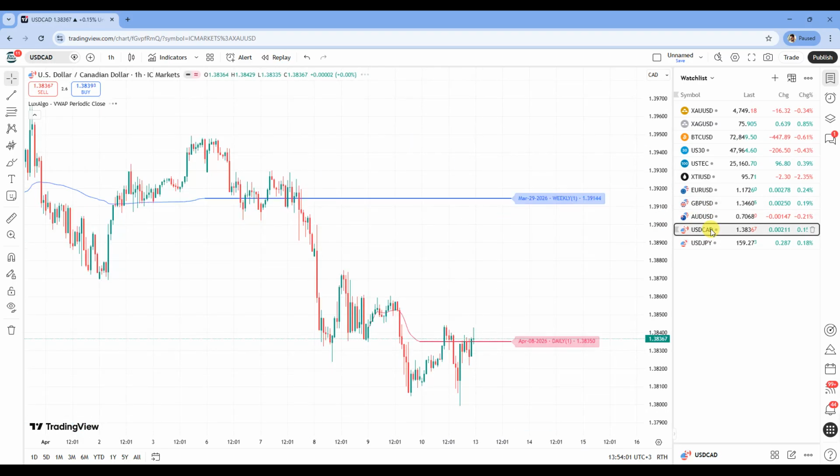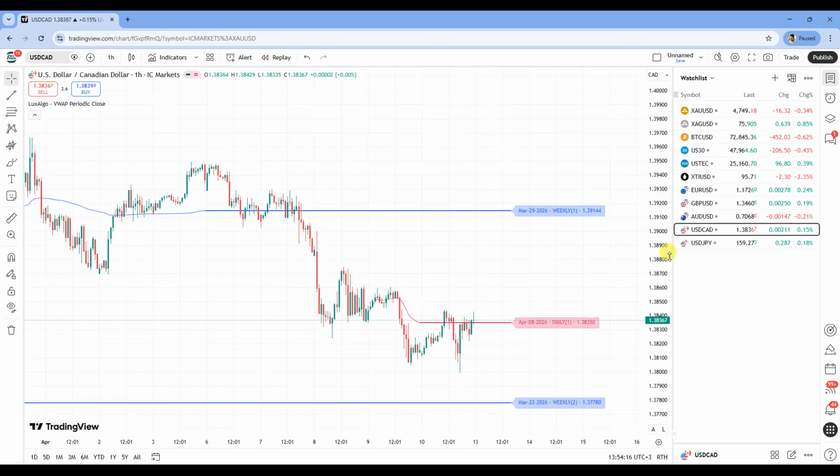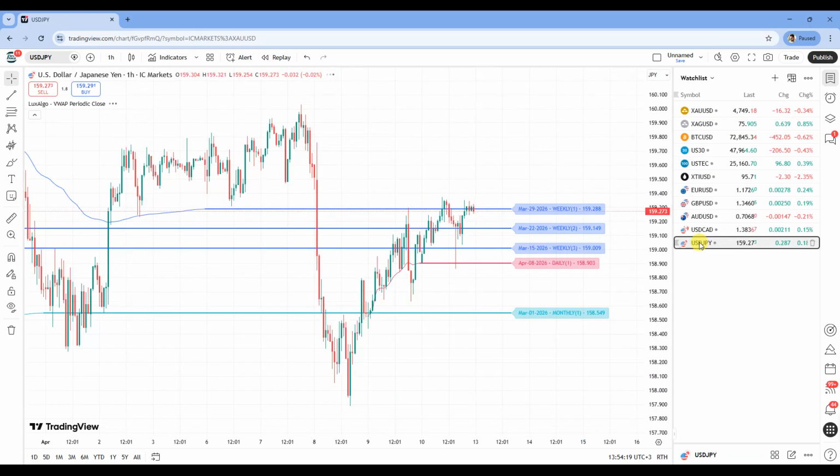Then you come here and you see USD CAD has been respected. It went up over here and then it came down over here. If you're smart enough to see the bigger trend and understand what's happening in the market, you're going to play well with this. And USD JPY did well too.